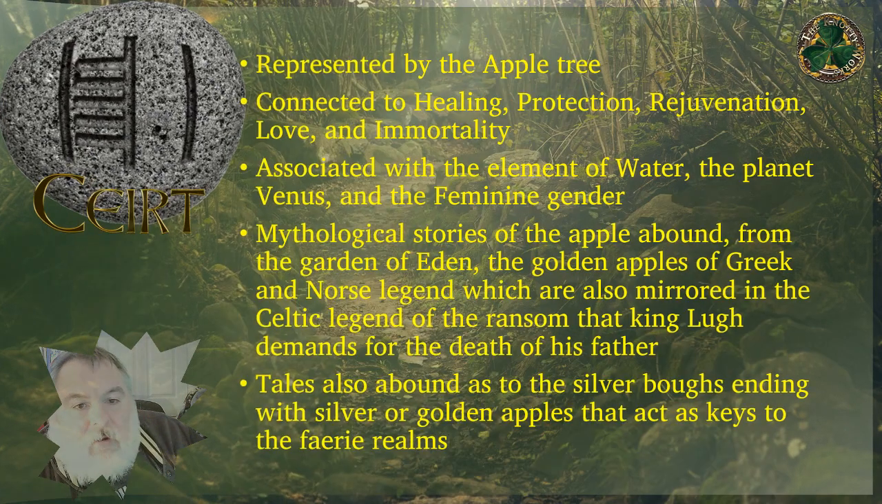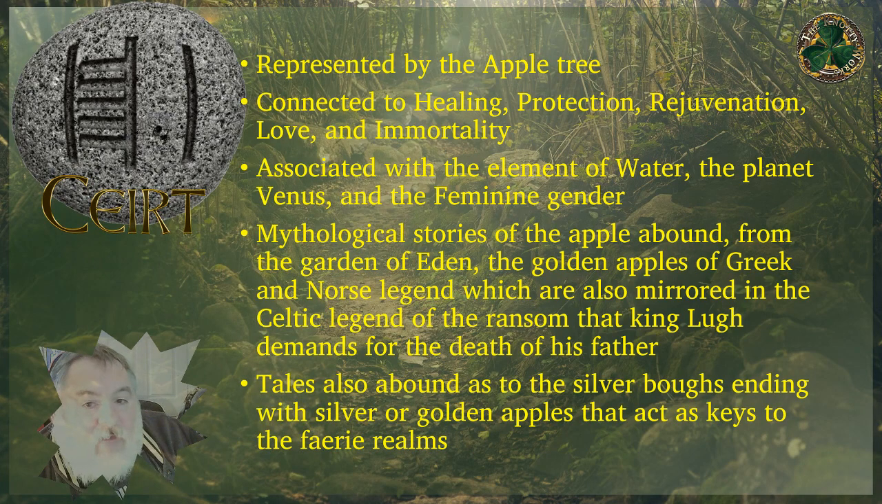And we have Gert, which is 5 lines to the left, or if you're looking at it horizontally, 5 lines facing up, it is represented by the apple tree. Connected to healing, protection, rejuvenation, love, and immortality. Associated with the element of water, the planet Venus, and the feminine gender. Again, all kinds of mythological stories abound about the apple, in the Garden of Eden, the golden apples of Greek and Norse legend, which are also mirrored in the Celtic legend of the ransom King Lugh demands for the death of his father. And the tales also abound of silver boughs ending with a silver or golden apple to act as keys to the fairy realm. That one's a thing.